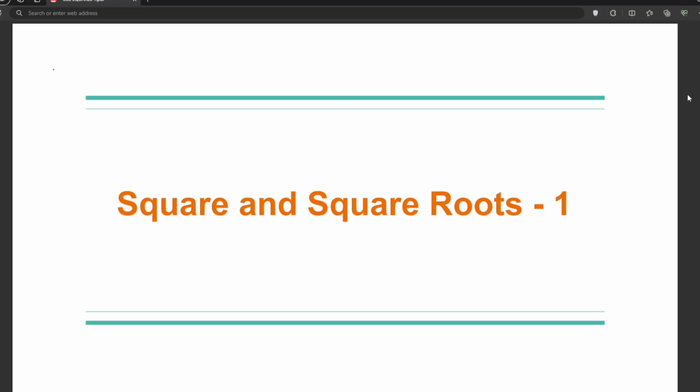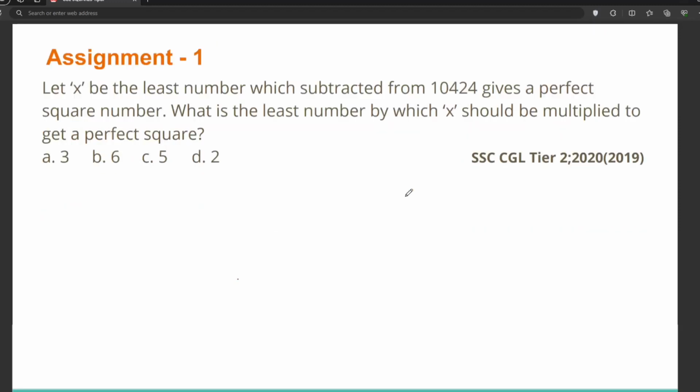during your school days. Now I will discuss some previous year questions from SSC CGL, and this is our first question. This is from SSC CGL Tier 2 2019, which occurred in 2020. The question is, let x be the least number which subtracted from this gives a perfect square number. What is the least number by which x should be multiplied to get a perfect square?